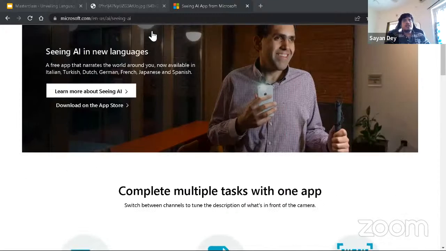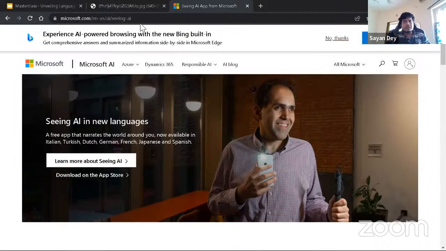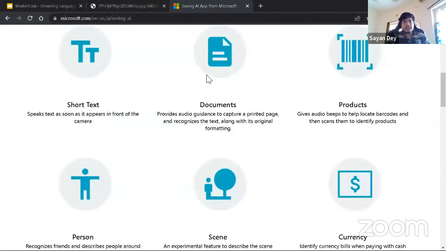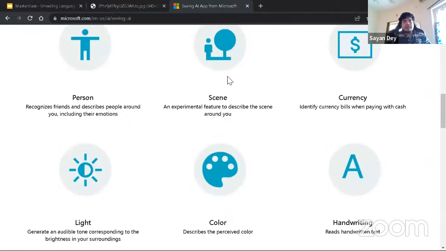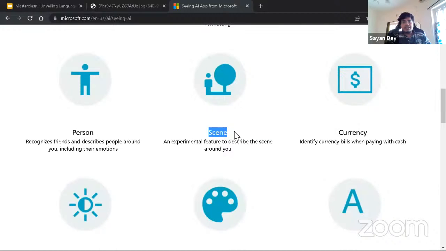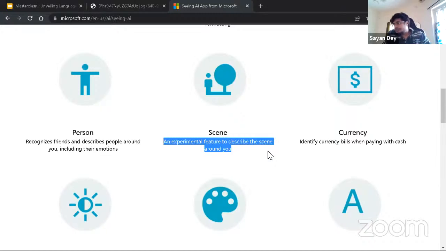There's an application called Seeing AI. Yes, wonderful e-learning accessible courses, that's good really. There's a particular application in Microsoft called Seeing AI, and you can see right now that there is a feature called scene. There's a scene recognition feature. It's an experimental feature to describe the scene around you.